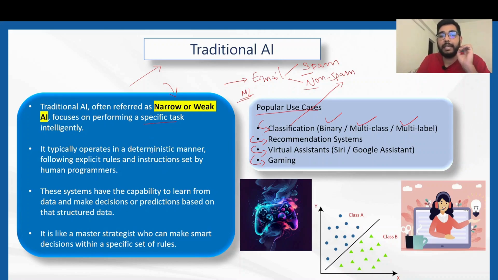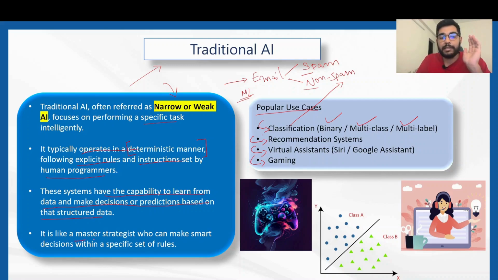This is exactly the meaning of traditional AI. It typically operates in a deterministic manner. The deterministic manner is that we want it to predict if the email is spam or not. It will not go beyond the scope, following explicit rules and instructions set by the human programmer, the ML engineer or the data scientist, right? These systems have the capability to learn from the data and make decisions or predictions based on structured data. As we saw in this binary classification example, it will learn the patterns of the data, and it will try to predict or do the use case that it has been designed to do, right?